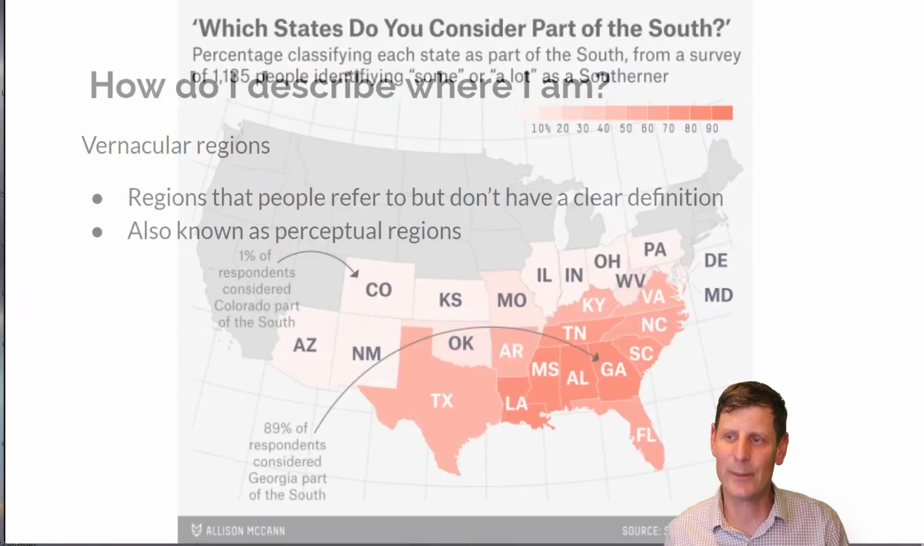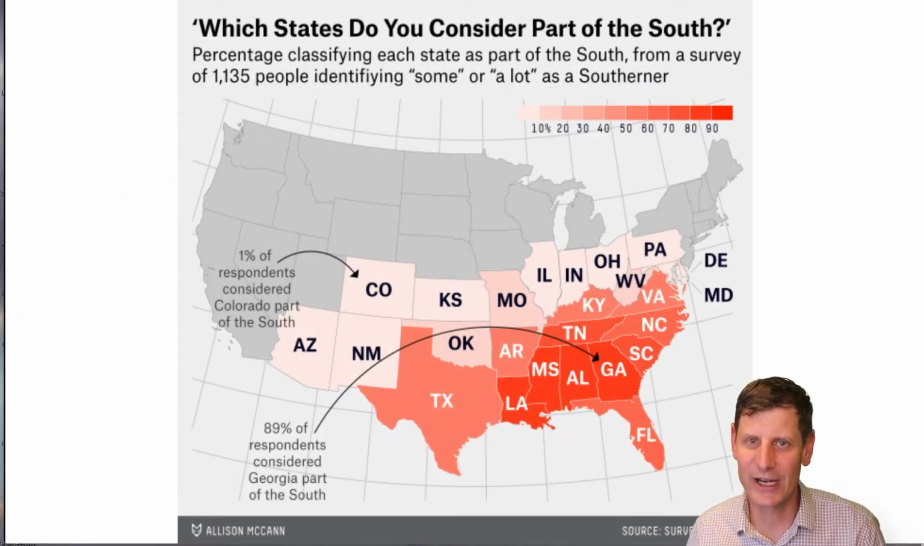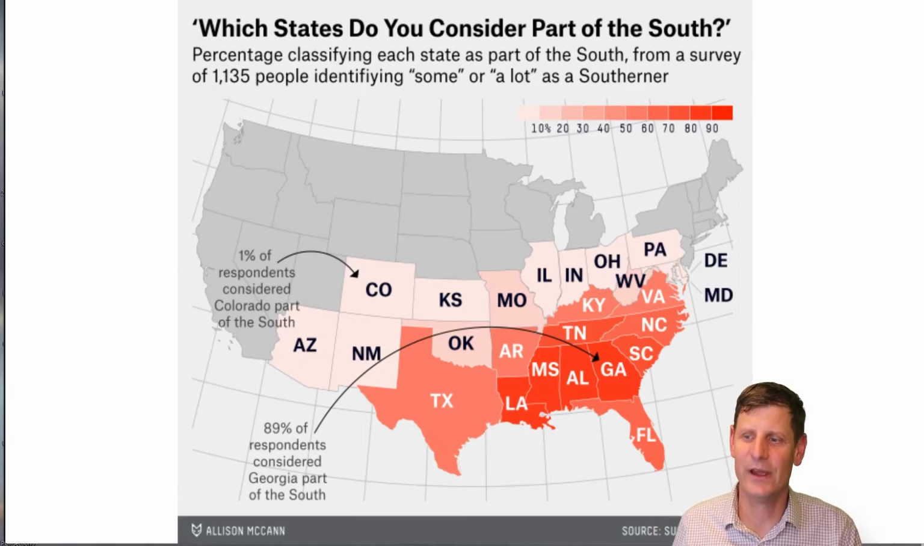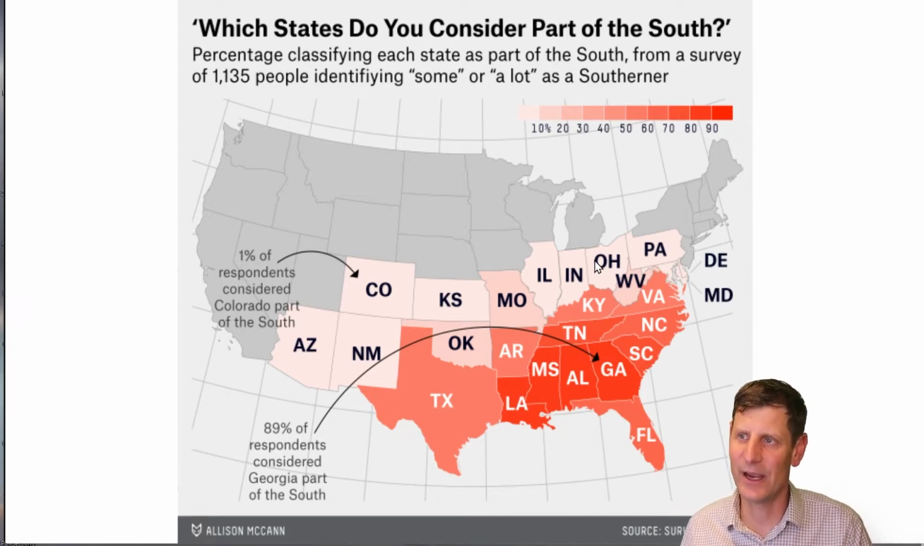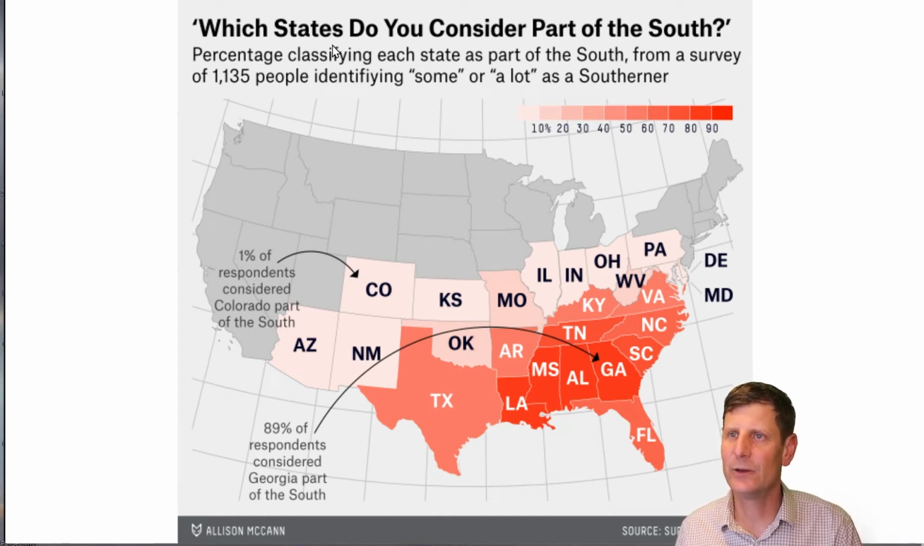The classic example of a vernacular region in the United States is the American South. Here I want to present this interesting graphic from the 538 blog. It uses SurveyMonkey data, but I think they made their own map, and so that's why the attribution goes to Allison McCann at 538. The question was, which states do you consider part of the South? And they asked people who identified as somewhat a Southerner or a lot a Southerner. So these are people who had self-identified as Southerners, and they said, okay, which states are the South then?